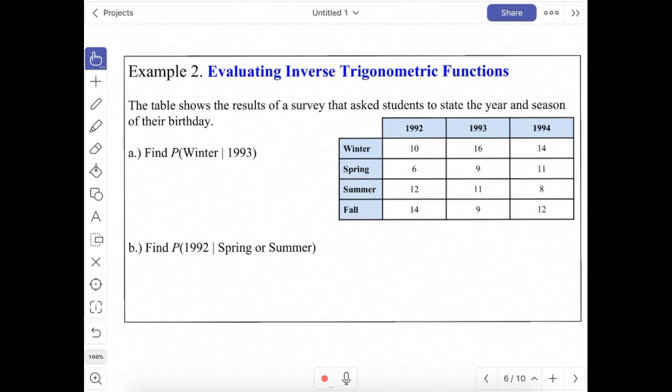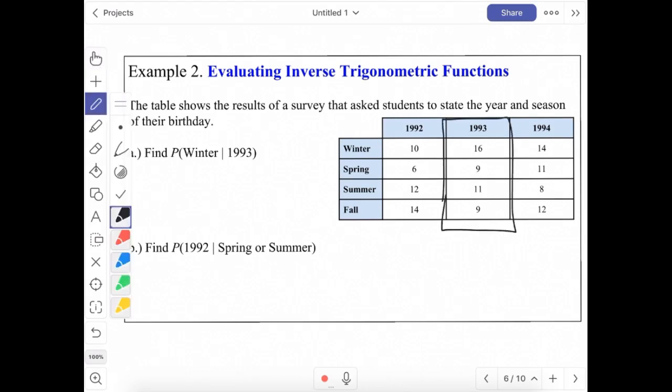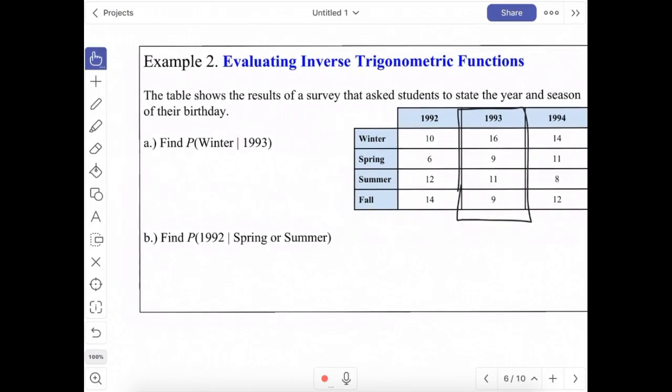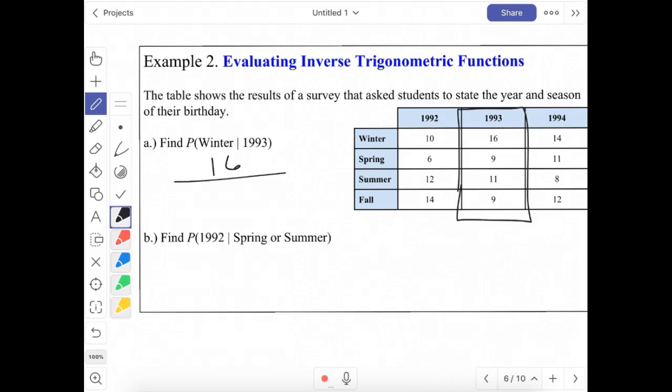So in this scenario, we want to look at 1993. So the probability of getting winter was 16 out of whatever our total is here. We got fall and summer, that gives us 20, and then spring and winter gives us 25. So 16 out of 45. If you were to simplify that, that's going to give you 35.6%.